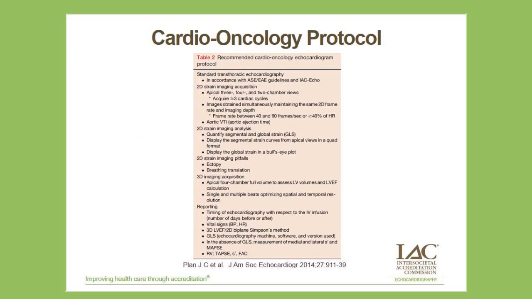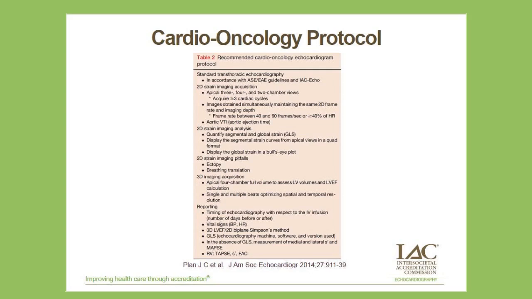So here's an example from Dr. Plana's paper of Cardio-Oncology Protocol, and the recommendation there was that we do a standard echo. Okay, so we acquire all our things that we normally do, per ASC guidelines and IAC guidelines for a protocol. And in addition to that, what we do is we add our strain. And you can acquire the strain images a couple different ways. One is we can acquire all three images within one cardiac cycle, or we can go individually and do each of the three apical views.